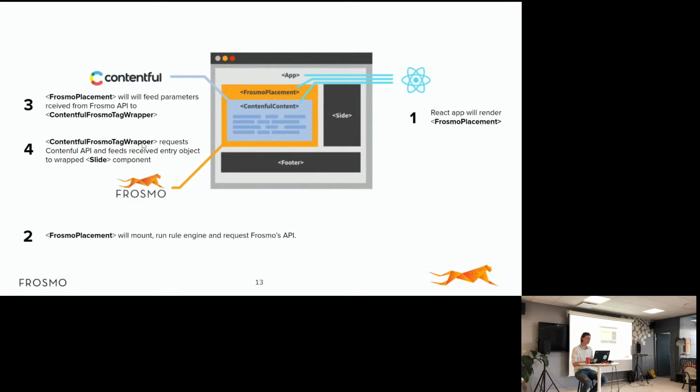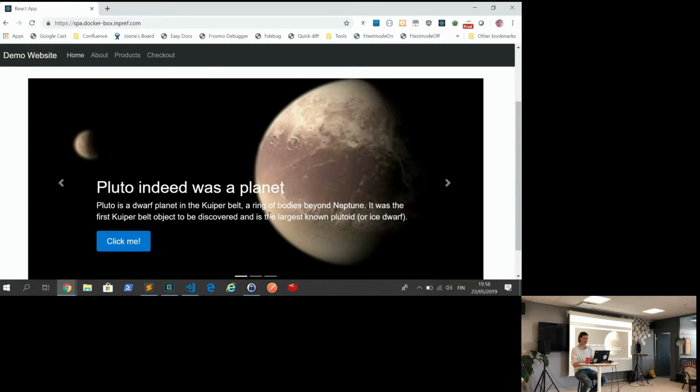And in the third phase, this Frosmo Contentful wrapper will be the Frosmo Contentful data accessor, so it will make appropriate requests to Contentful APIs, and then it will feed parameters as properties to the wrapped component, and we call it slide, since this carousel component consists of slides.